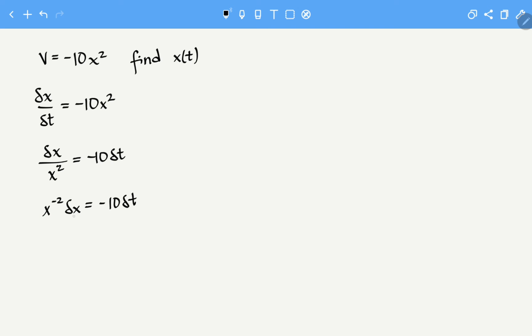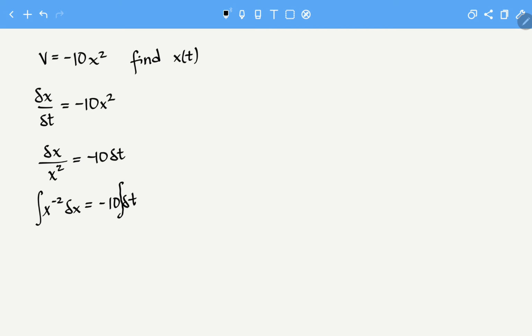So this side will be integrated with respect to x. This side will be integrated with respect to t, and we'll kind of see how it goes. So next line would just be, hey, let's just integrate you bad boys. Now watch, I'm going to put the integral sign in here because that is a constant. That negative 10 is a constant, so I'm not going to mess with it. I'm just going to pull it all the way out.